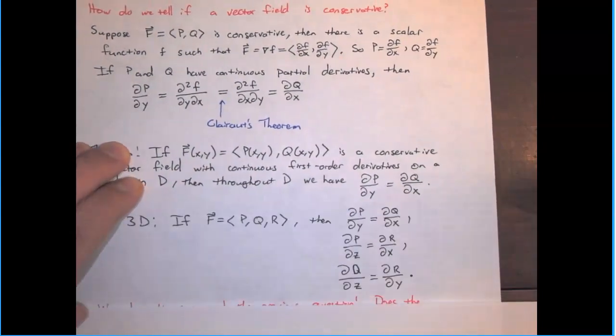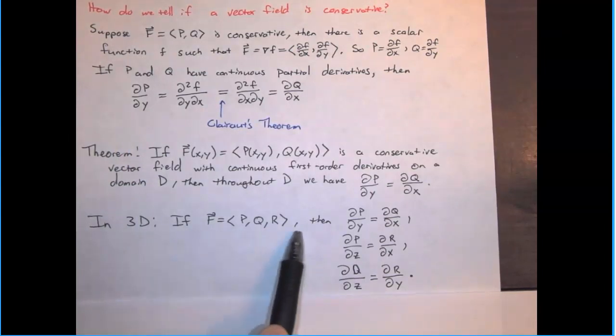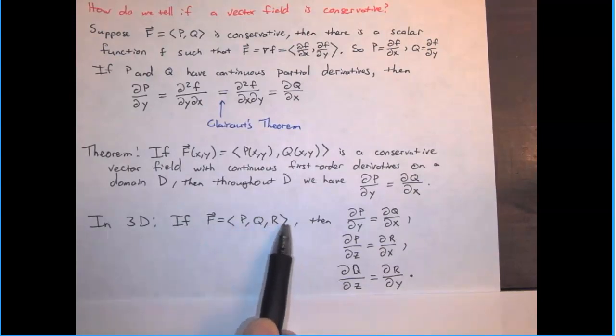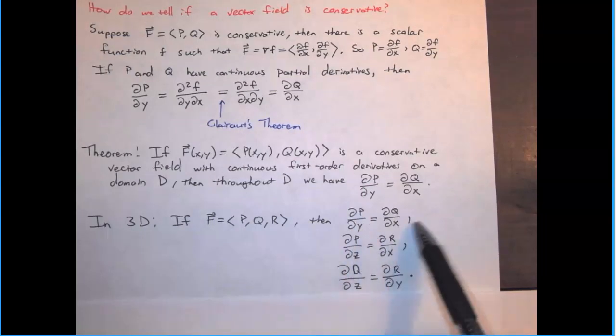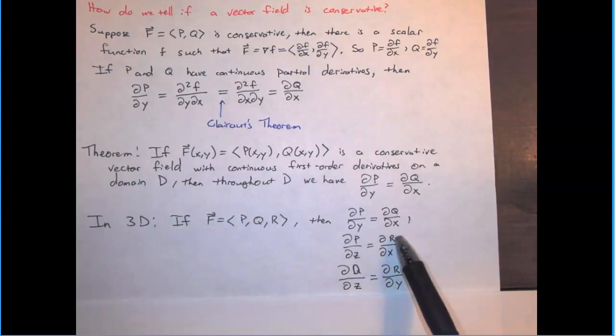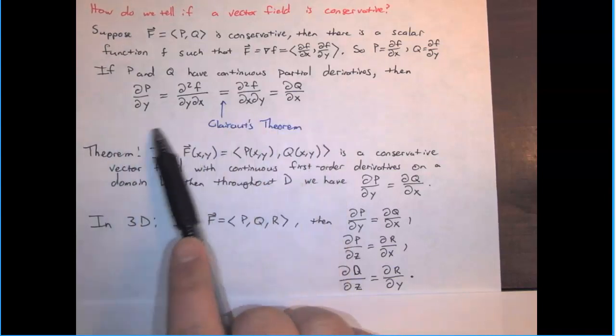In 3 dimensions, things get a little more involved, right? So in 3D, now we have a vector field of 3 component functions. I'm assuming that this is conservative, and I'm assuming that each one of these component functions have continuous partial derivatives. Then there are 3 relationships that are satisfied. This is the same relationship that we had in 2 dimensions. Now I also have that the partial derivative of P with respect to z is equal to the partial derivative of R with respect to x, and the partial derivative of Q with respect to z is equal to the partial derivative of R with respect to y.